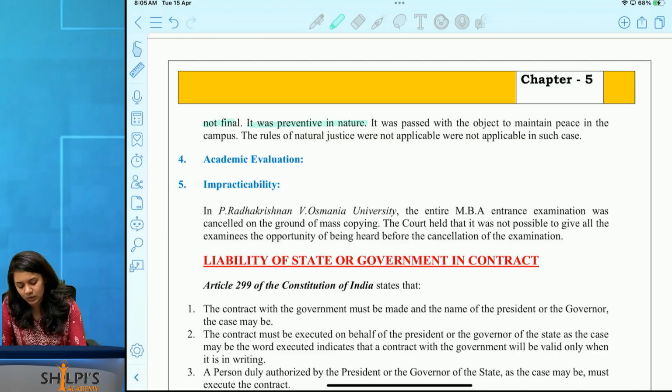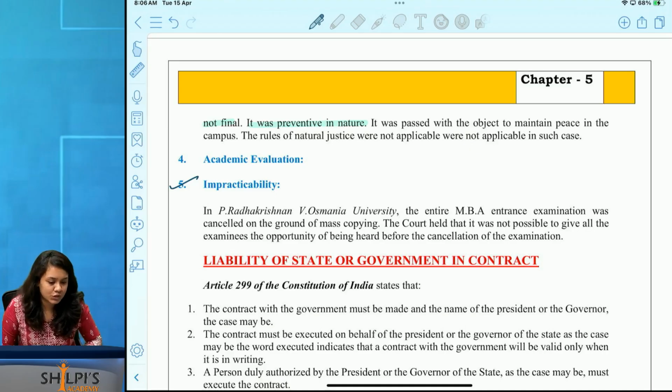And lastly, we have impracticability. In Radhakrishnan versus Osmania University, the MBA entrance exam was cancelled on the ground of mass copying. Hence, it was not possible to give all the examinees an opportunity of being heard before the cancellation of the examination. So, when it is considered impractical or impossible to follow, then we can say that the principles of natural justice need not be followed.